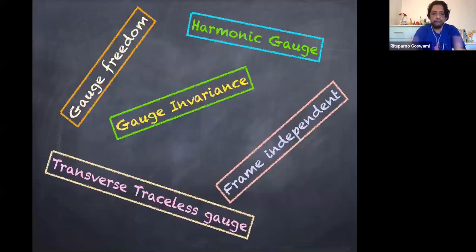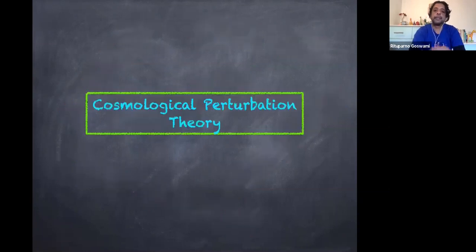As you know, you take up any recent cosmology paper about structure formation or gravitational lensing or gravitational waves or anything, you will see these words just floating around those papers: gauge freedom, gauge invariance, frame independence. Then there are different types of gauge: harmonic gauge, transverse traceless gauge, and so on and so forth. So the question is, what are these and how are they related to any cosmological perturbation?